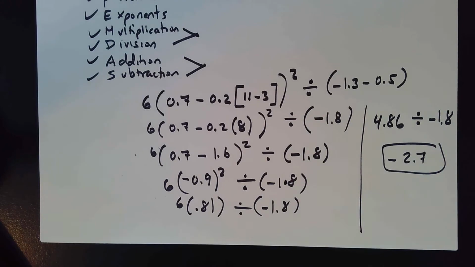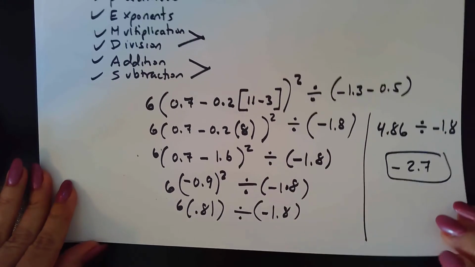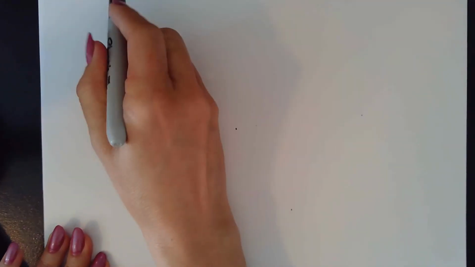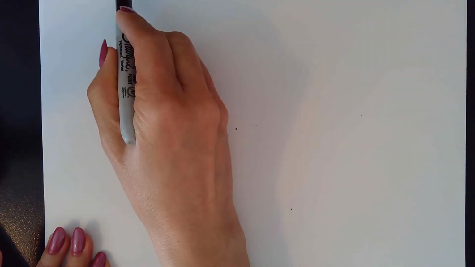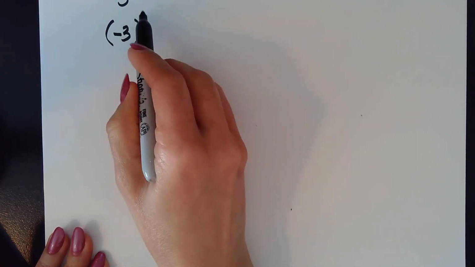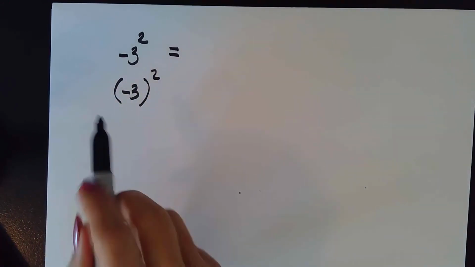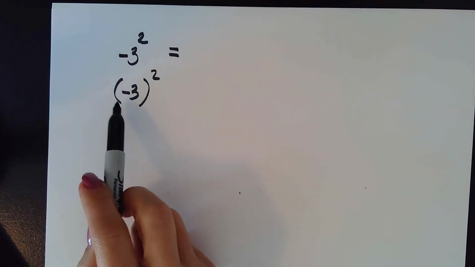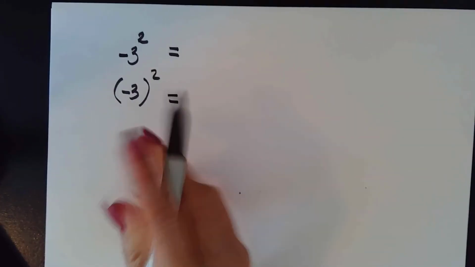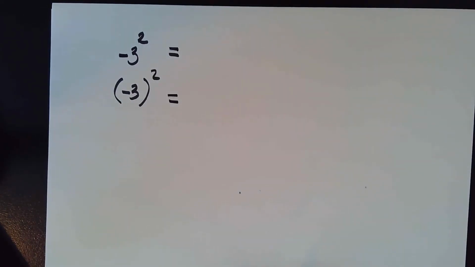Okay. Let us now go to another topic that you will encounter. This one is exponents. For example, say you want to simplify. I want to show you the difference between negative 3 raised to the second power and then parentheses negative 3 parentheses raised to the second power. Very different. So negative, and then 3 to the second, and then parentheses negative 3 parentheses raised to the second power. These are two different problems. They look the same, but they're not.